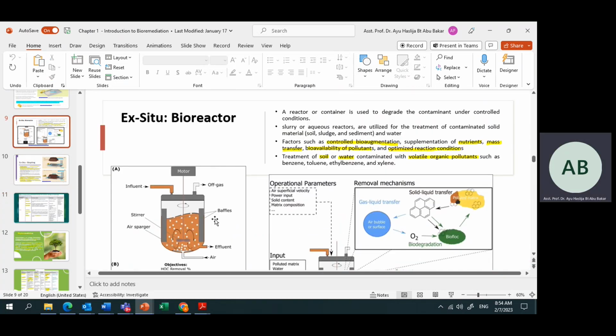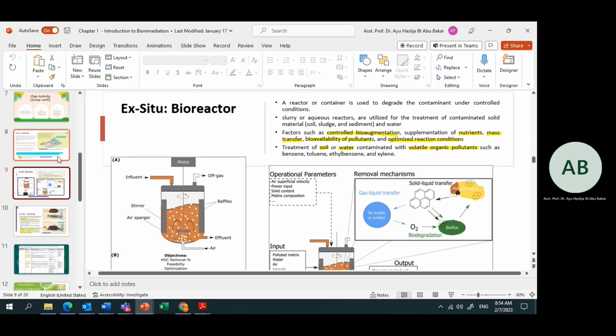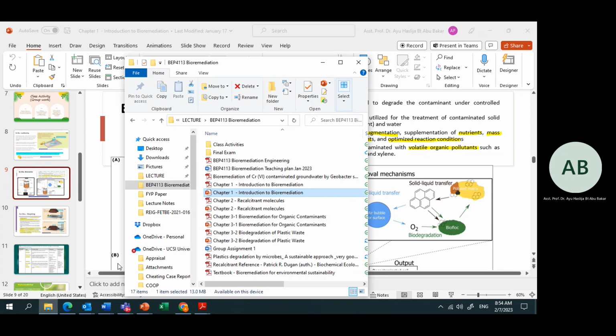Bioreactor is a common one. Okay, this one is in chapter 1. Chapter 2.